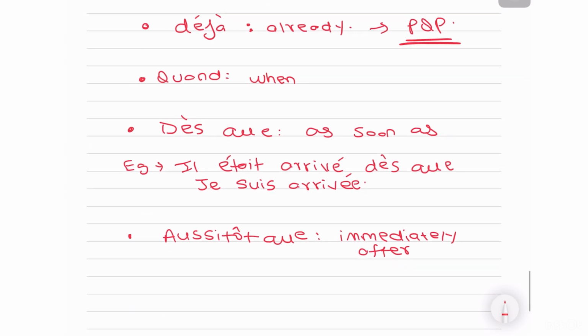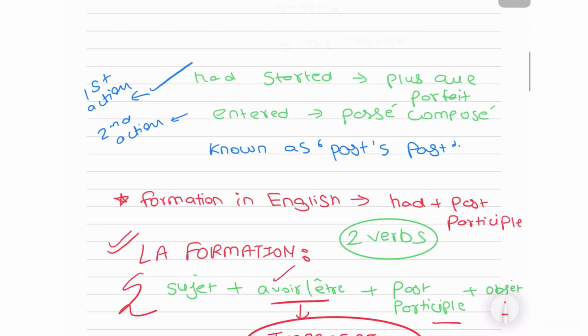And then you might have lorsque, which also means when. Alright, so with this, we close our plus-que-parfait tense. Alright, I hope the entire thing is clear to you.